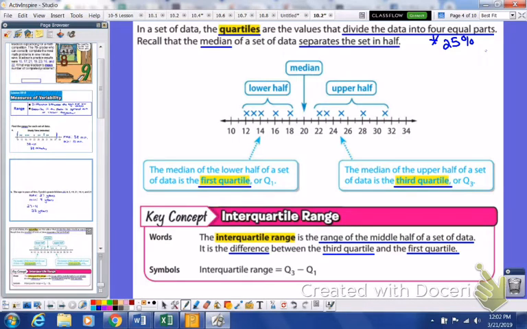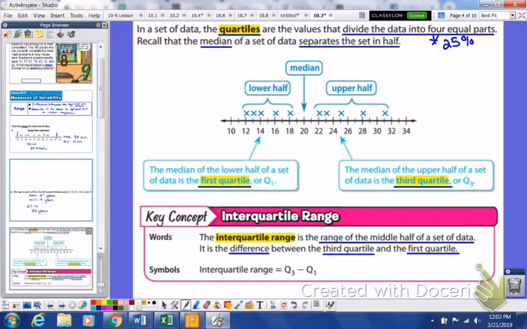Recall that the median of a set of data separates the set in half. So 50% is below the median, 50% is above the median. And then our quartiles, our Q1 and our Q3, as you can see down here, separate them into our 25%. So the median of the lower half of a set of data is the first quartile, or Q1. The median of the upper half of a set of data is the third quartile, or Q3. So you're basically just finding your median 3 different times.